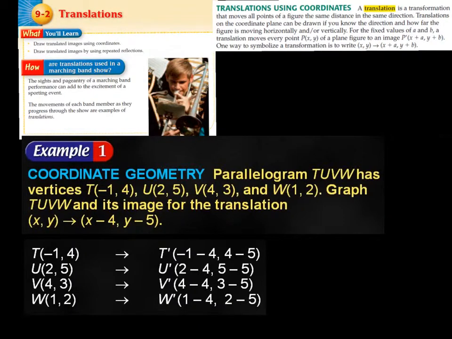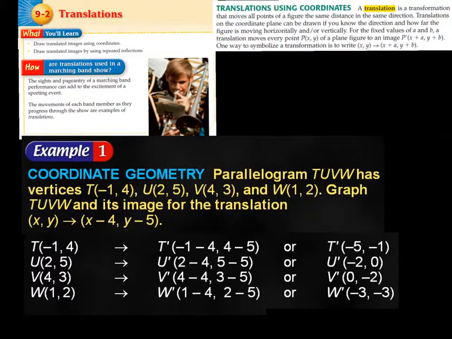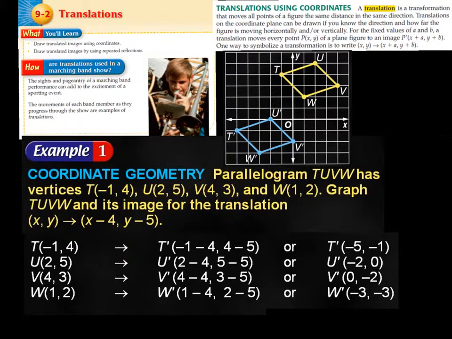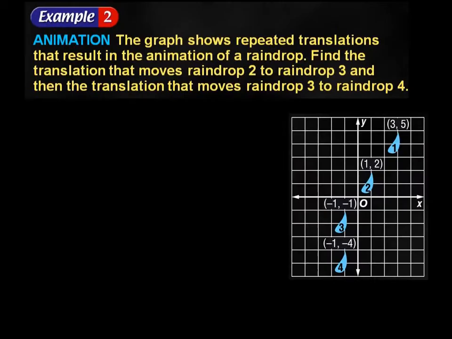I'd be more likely just to jump right to this last step, just like we did in the last lesson. So you can see in the graphs that each point has moved 4 units to the left and 5 units down. 4 left, 5 down.